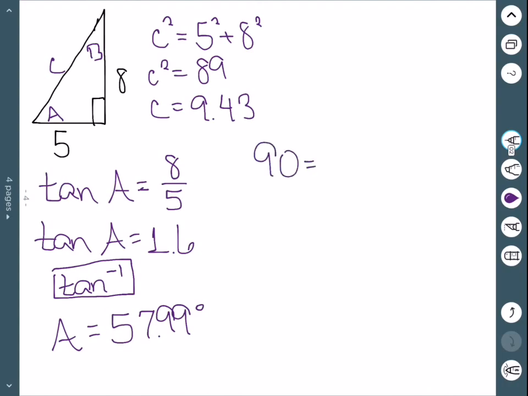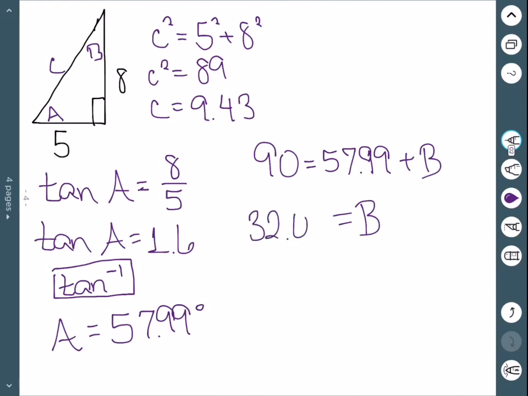We can then do that plus our missing angle B needs to be equal to 90 degrees. To get angle B, it will essentially be 90 minus this 57.99, which is 32.01 degrees. So these are all three sides now and all three angles.